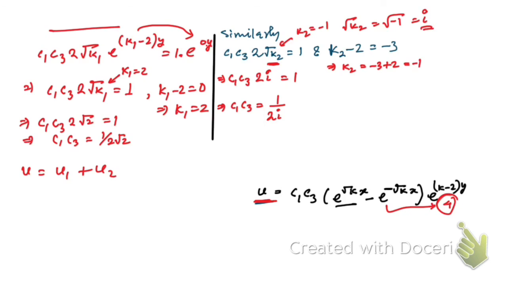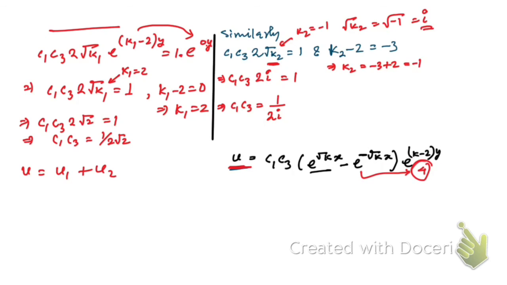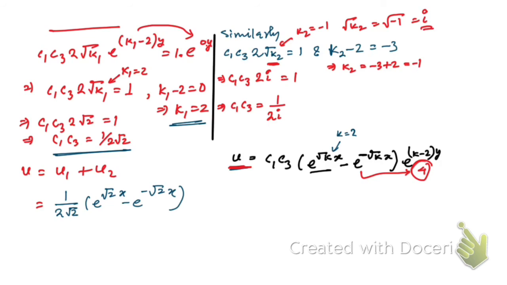So in that case, what is going to be u1 using this formula? Using this formula, u1 is going to be equal to, if you put for u1, we have to put those values k1 and c1, c3 is equal to 1 by 2 root 2, then e to the power root k. Here k1 is equal to 2, so we put k is equal to 2, so root 2 into x, then minus e to the power minus root 2 into x. That's what we're going to have.